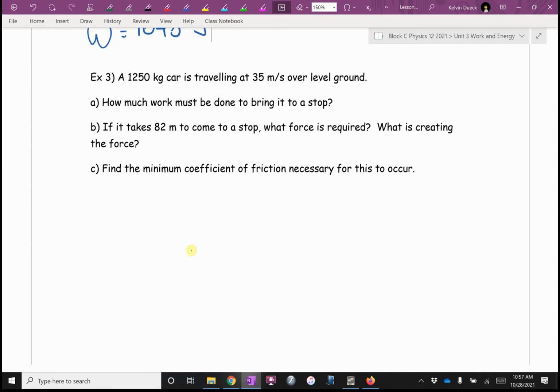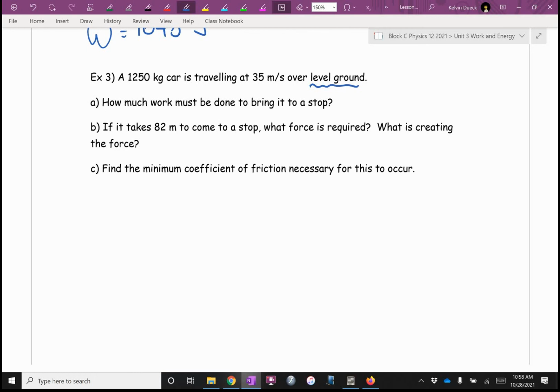Example 3. A 1,250 kilogram car is traveling at 35 meters per second over level ground. I would probably underline the phrase level ground because that tells me my change in potential energy is, remember that.